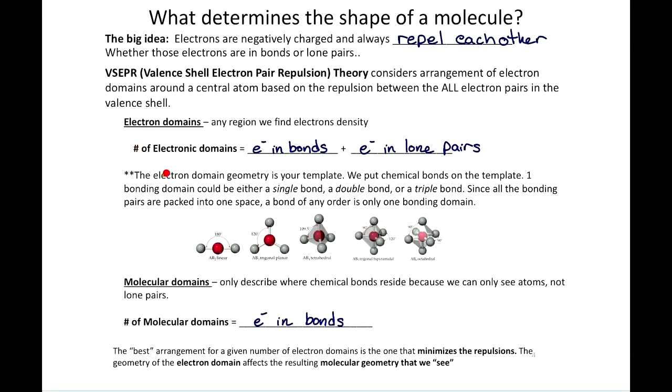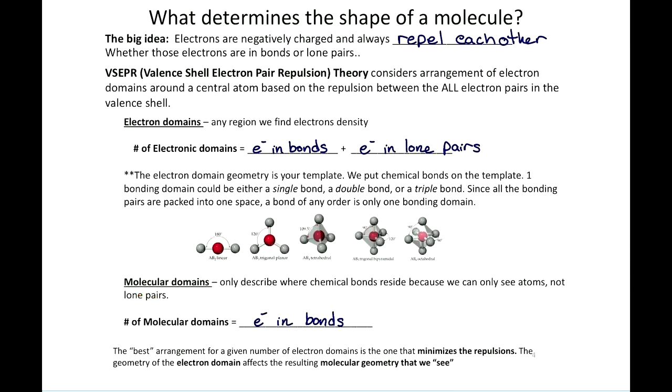The electron domain around your central atom includes the electrons that are in bonds, so bonding domains, and electrons in lone pairs. So we got to start with that first. That gives us our template for our molecule. But when I ask you, like, what is the shape of this molecule, what is its molecular geometry, I only want you to tell me where can I find atoms. But the thing is those electrons still influence the shape of the molecule. So that's where molecular geometry comes from.